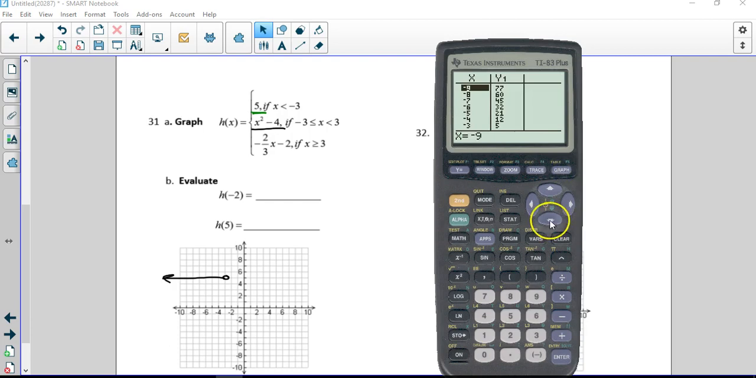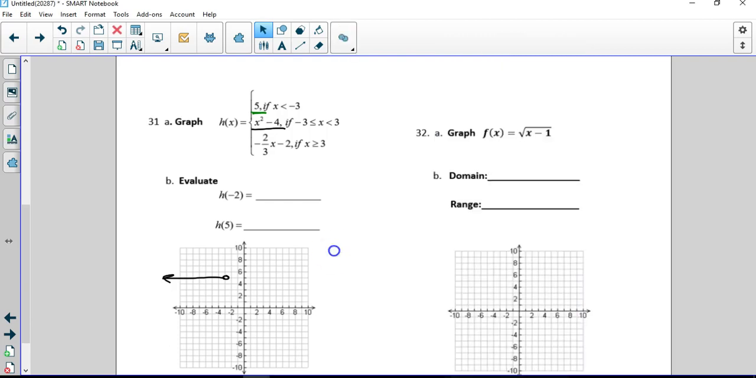And I'm going to put negative 3 at the top here until I get at least 3 at the bottom. And there are my points. Okay? There are the points I'm going to use, I'll put on here. So it's going to be negative 3, 5, negative 2, 0, negative 1, negative 3, 0, negative 4, 1, negative 3, 2, 0, and 3, 5. I'm going to put all those on here, right here.